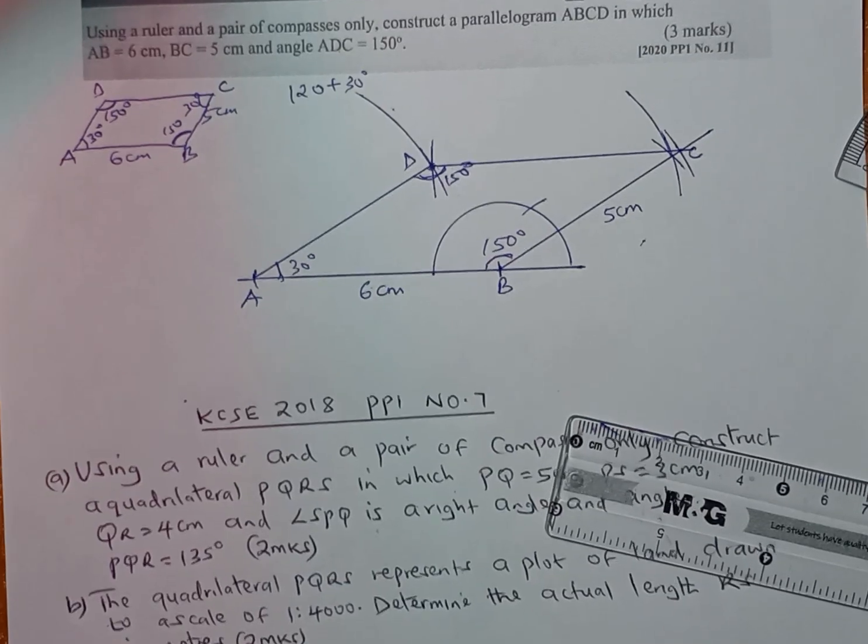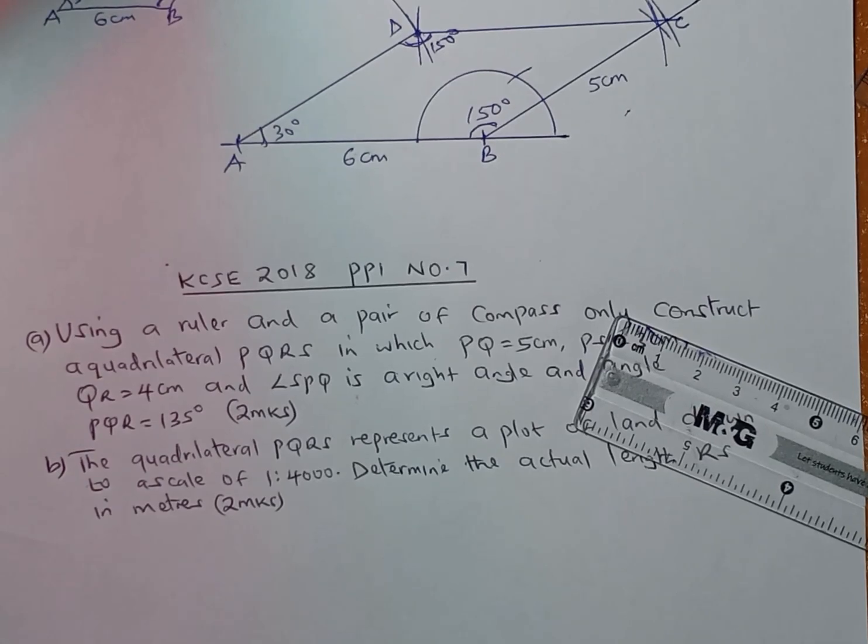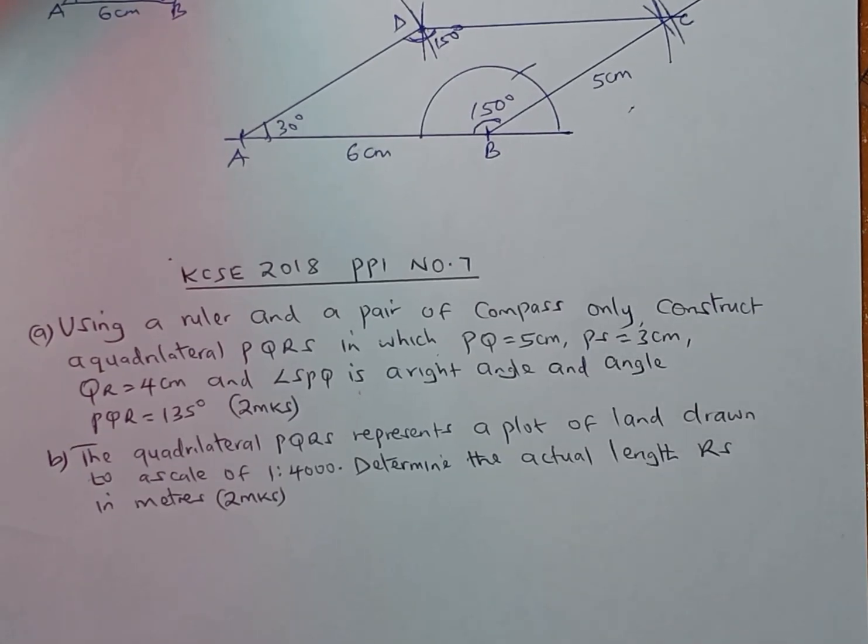We are moving to another question that was done in KCSE 2018 paper 1, question number 7. And the question we have reads, using a ruler and a pair of compass only, construct a quadrilateral PQRS in which PQ is 5 centimeters, PS 3 centimeters, QR 4 centimeters, and angle SPQ is a right angle, and angle PQR is 135 degrees. We are going to begin by first drawing this diagram.